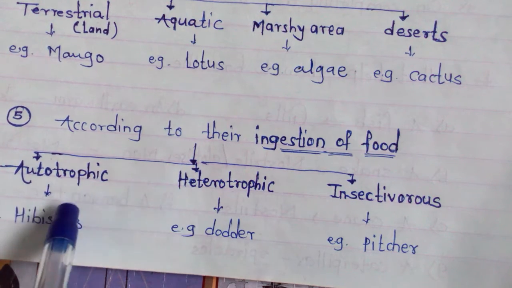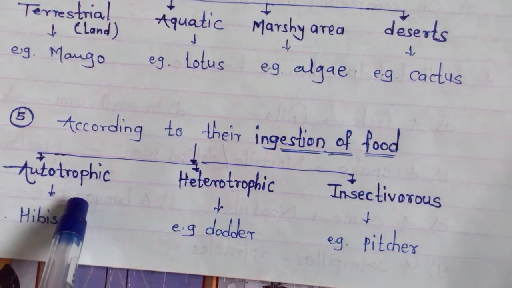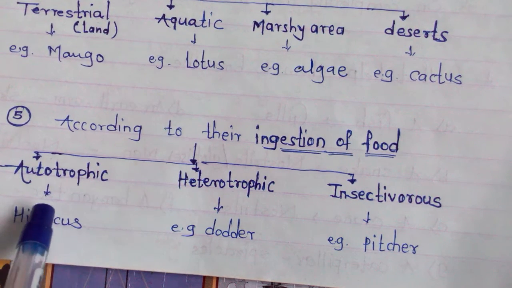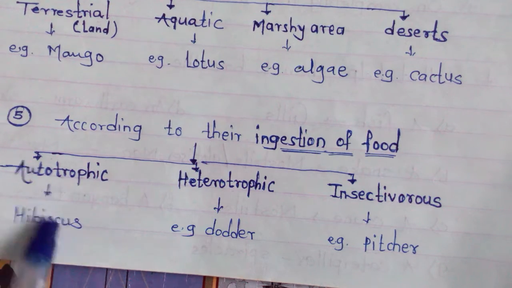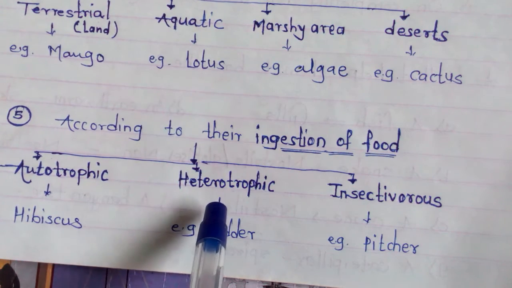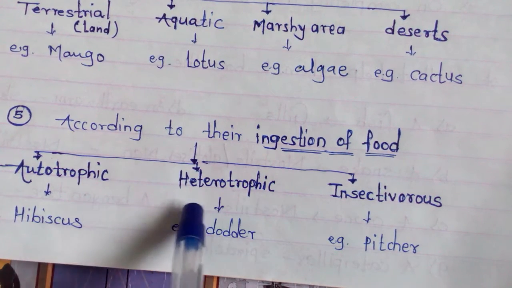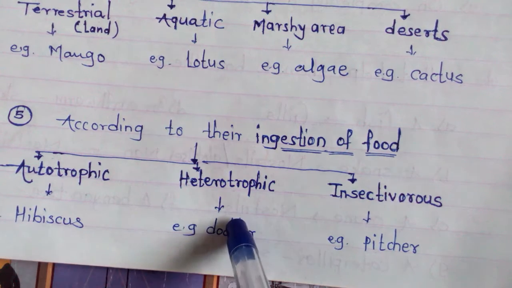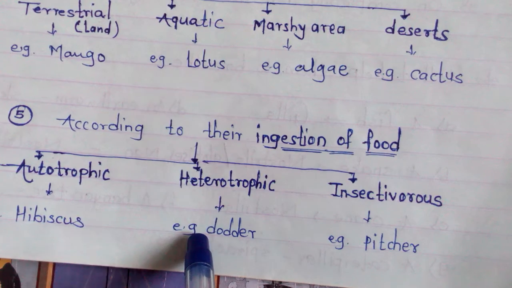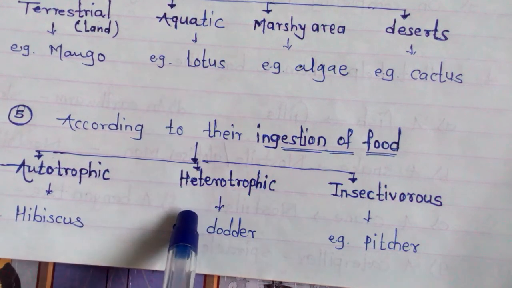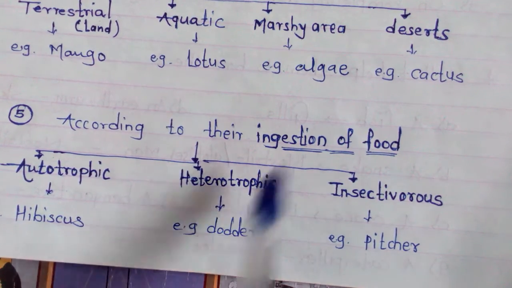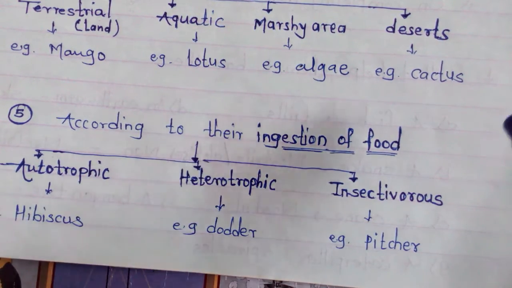Have all of you understood the difference between autotrophic and heterotrophic? Autotrophic means the plant makes its own food and does not depend on other plants for food. And heterotrophic plant means what? The plant which depends for food on another plant. They grow on the other plant and suck their food material. Such a plant is said to be heterotrophic. The example is the dodder.